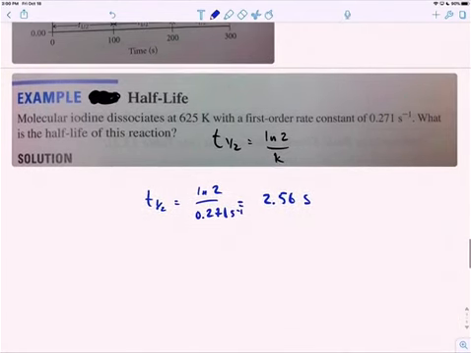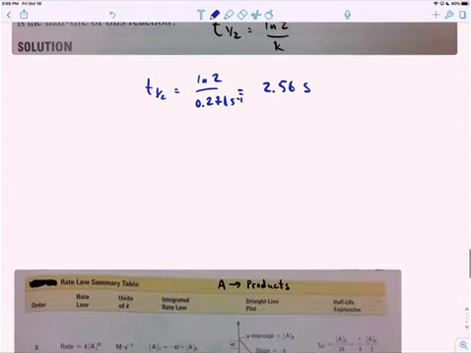So for instance here, molecular iodine dissociates at that temperature with a first order rate constant of 0.271. What is the half-life of this reaction? It's just natural log of 2 over the rate constant. So the half-life is natural log of 2 over the rate constant, 0.271 inverse seconds. So that's 2.56 seconds. So it's a very short half-life.